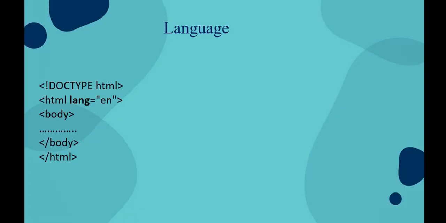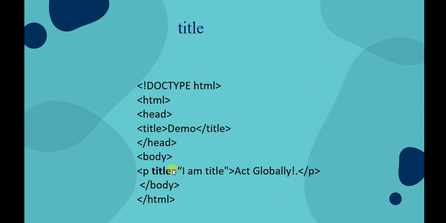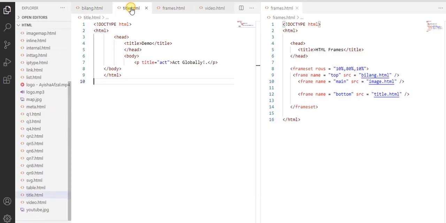Next, title. This is also a backend thing only. We just name this paragraph as I am title. We just give a title for this paragraph. That's it. This is for our coding purpose, for developer purposes. It doesn't affect any output on the web browser. You can see the title, open in default browser, it just acts globally. Inside the paragraph tag, we named that paragraph tag, that is, the title of this paragraph tag is I am title. That's it.